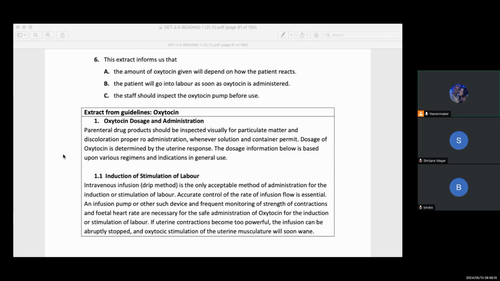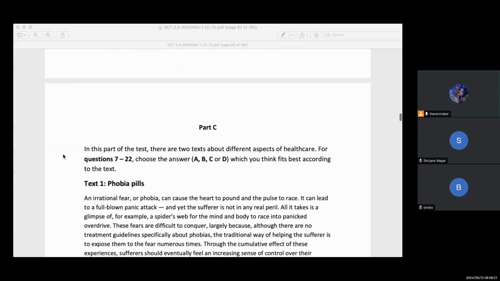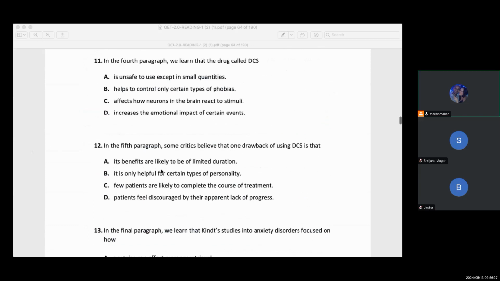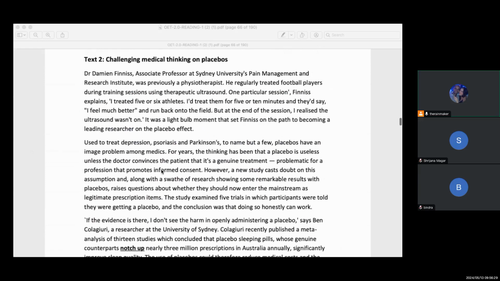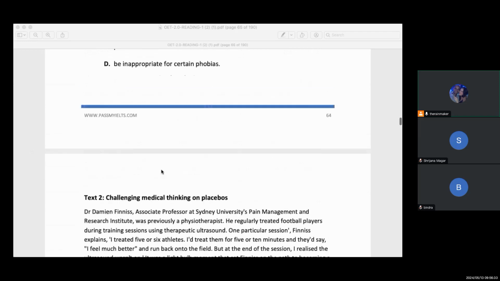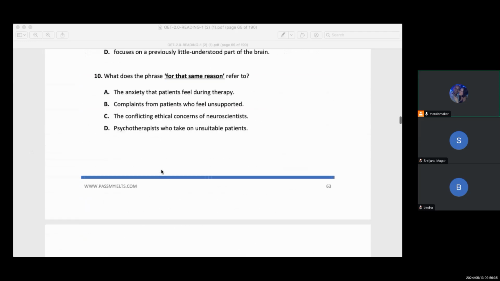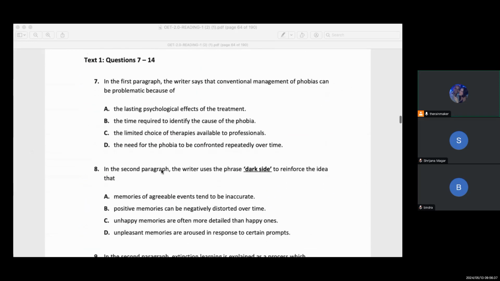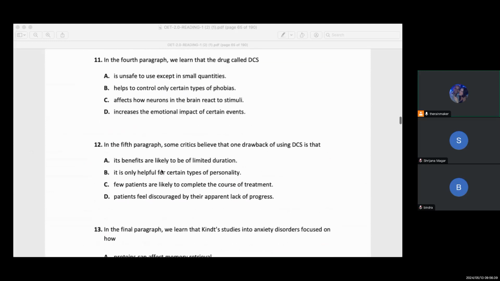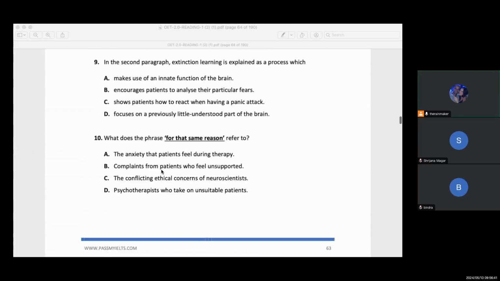So the answer is: the amount of oxytocin given will depend on how the patient reacts. Now we are entering the C part. This is C1, that's phobia pills. There's also a C2, challenging medical thinking on placebo. C1 and C2 both will have 8 questions. You can check: 1, 2, 3, 4, 5, 6, 7 and 8.